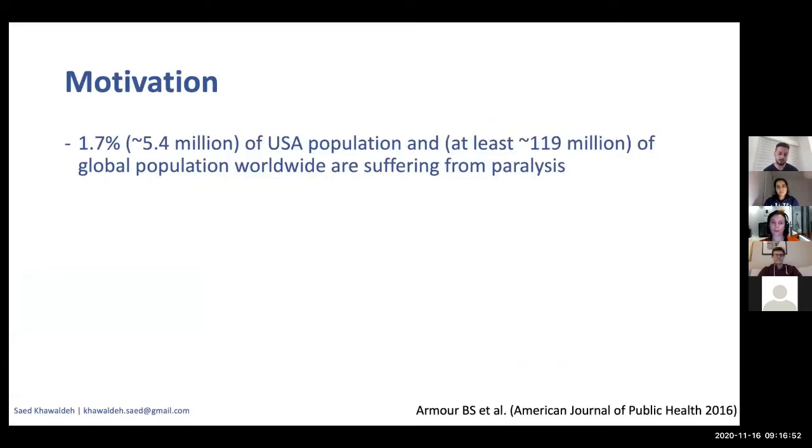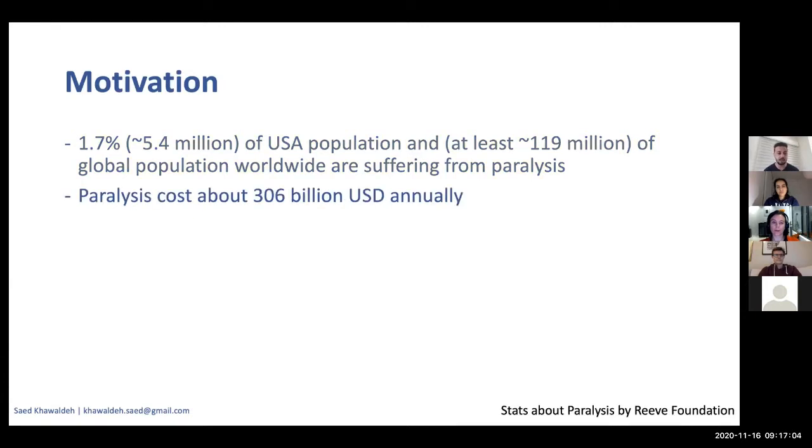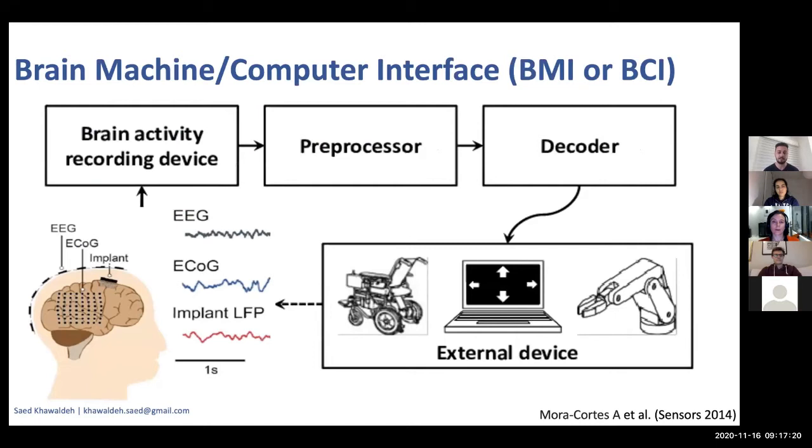According to some stats mentioned in this paper, 1.7% of the US population have some sort of paralysis or physical disability. Annually, about 300 billion US dollars are spent on that, in terms of treatment, and also on having nice places which support people who have physical disabilities.